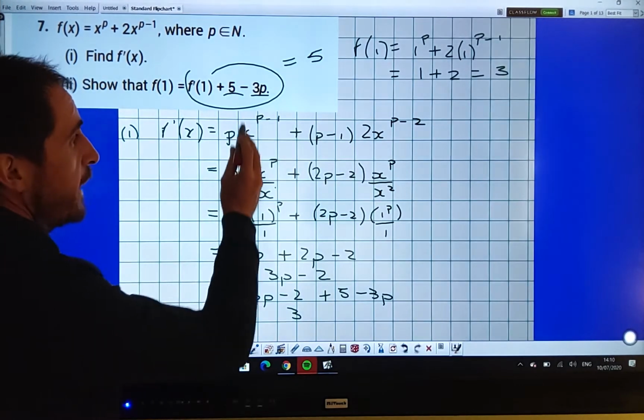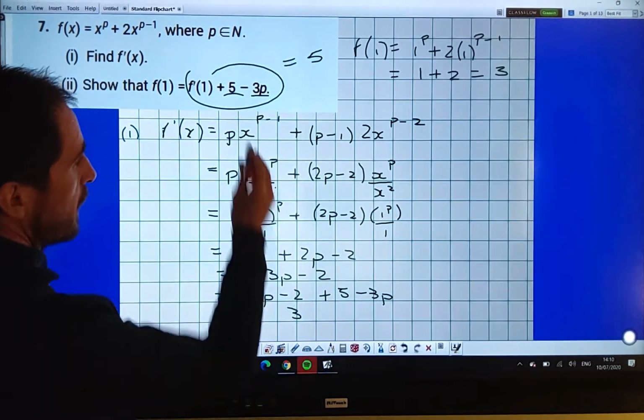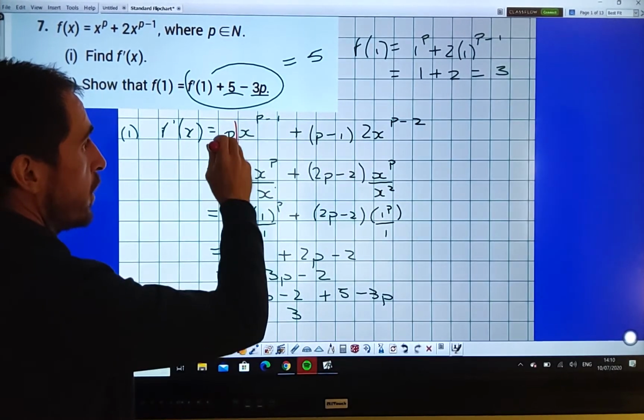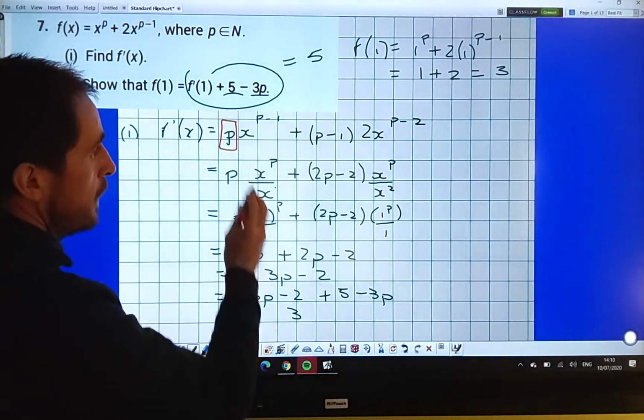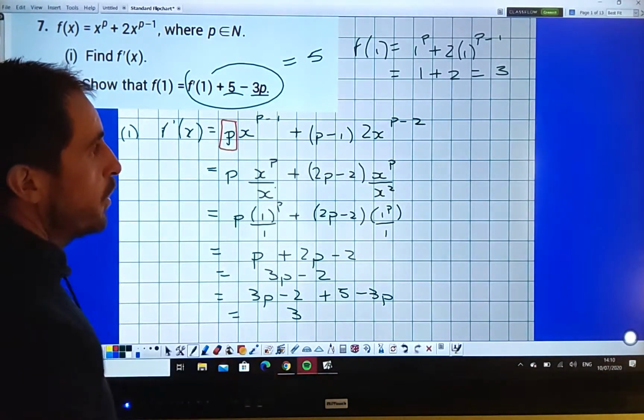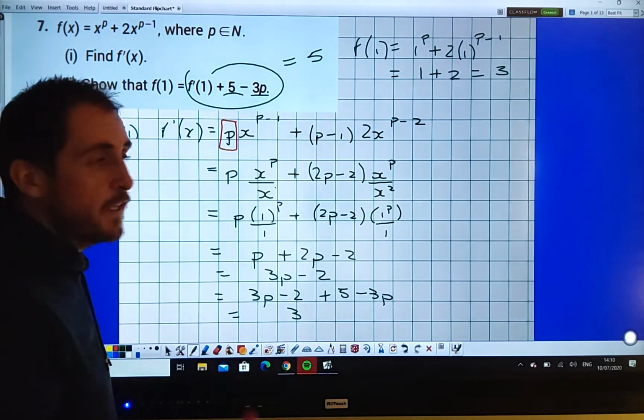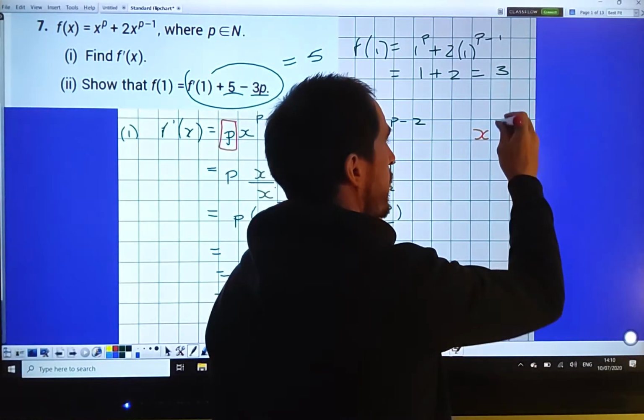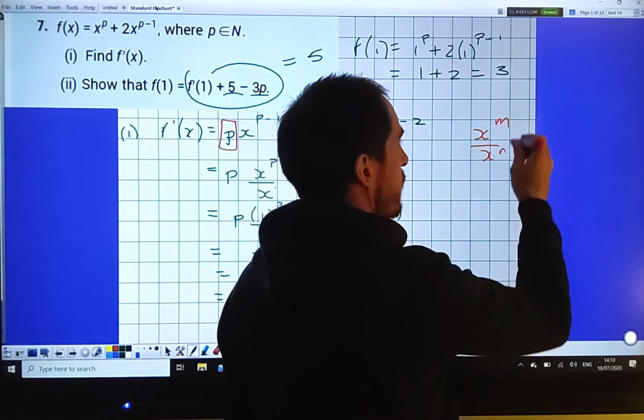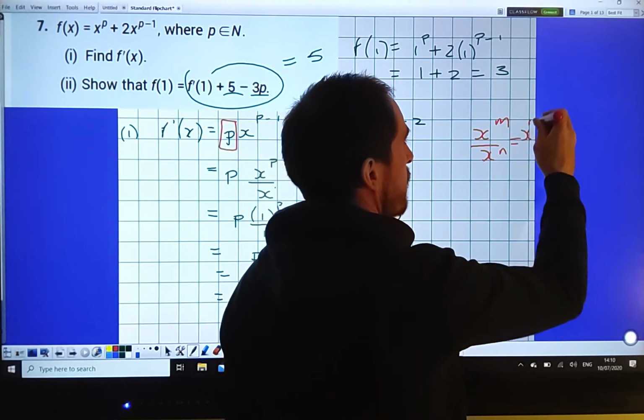So when you've got x to the power of p minus 1, that can be written as, because that's p multiplied by it, that stays in its own out here. So it's x to the power of p minus 1. So the rules of indices say, if I've got x to the power of n all over x to the power of n, it's equal to x to the power of n minus n.